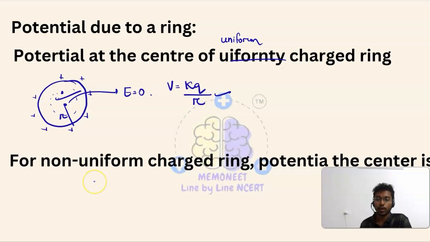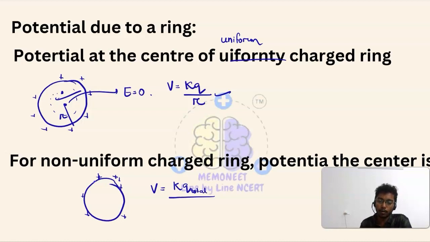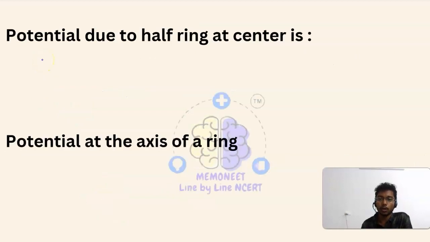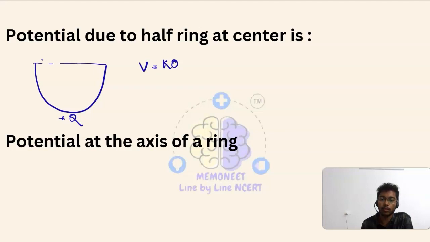Now we have the non-uniform charge ring. Let's say this is the ring here, and the charge is distributed non-uniformly. So the potential we can write is k q total upon r, where r is the radius of the ring. Due to a half ring at the center, let's say this is the half ring here, and we have charge present as q. So the potential V is equal to kq upon r, where r is the radius of the half ring.